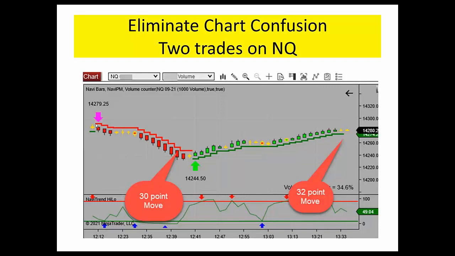All right, so here is an example of a trade signal on the NASDAQ. This happens to be on a volume chart where we had a sell signal. This moved down, just getting out on a trailing stop. That would have been a 30-point move. That was followed by a buy signal. Getting out on the trailing stop was a 32-point move. Again, this is on the NASDAQ.